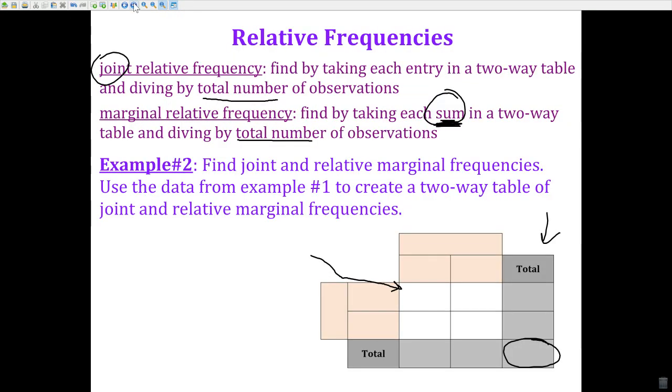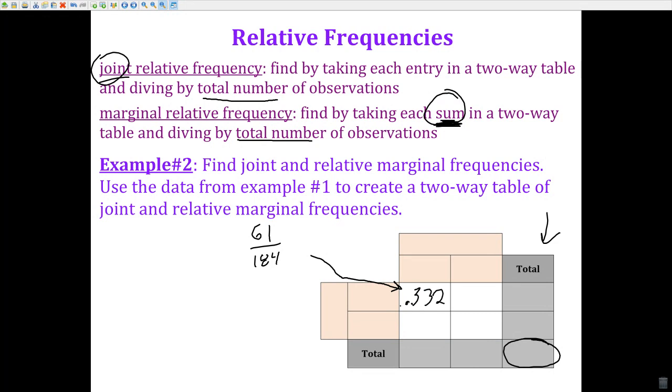We saw that there were 61 boys and 184 total votes, right? So what you're going to do is divide those numbers. This is the joint, right? The inside white little boxes are going to be the joint relative frequencies. Okay, and when you divide 61 by 184, you're going to get about 0.332.